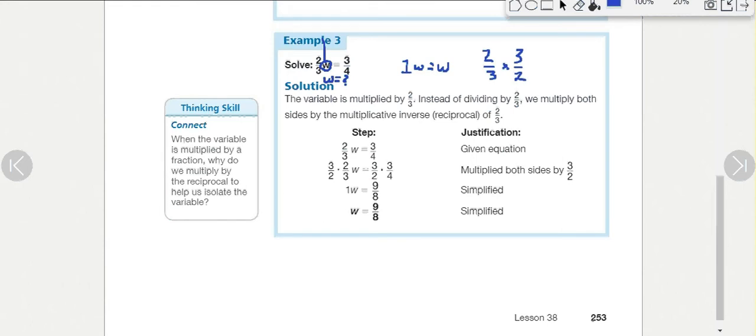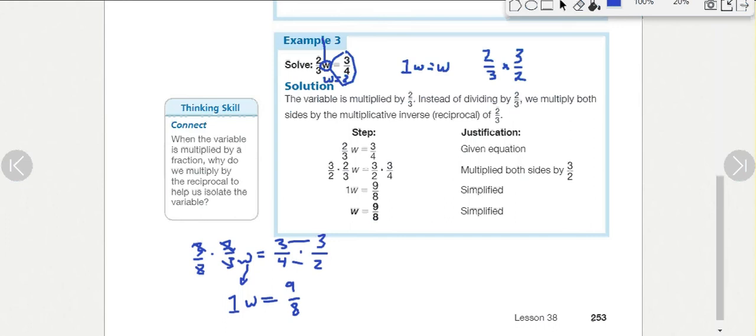So if I multiply 2/3 w by 3/2, that's going to all cancel. But if I do something to one side, I'm going to do it to the other side too. I had 3/4 over here before, right? So I do the multiply there as well. Now I've just got this 1w. 3 times 3 is 9. 4 times 2 is 8.